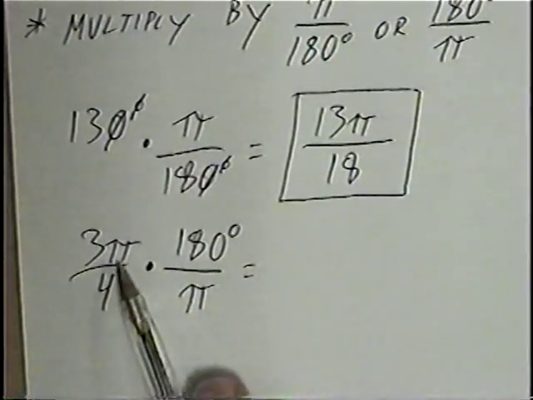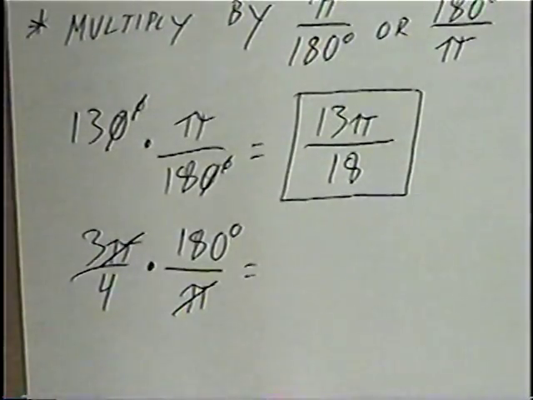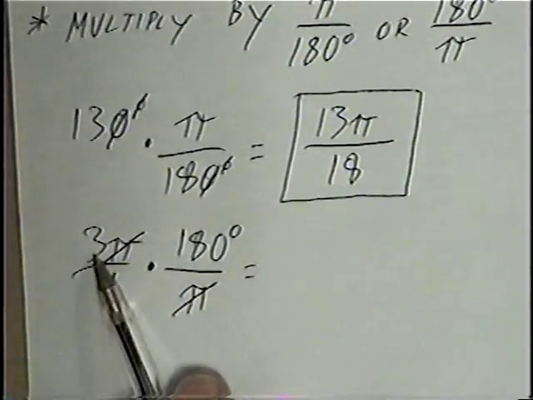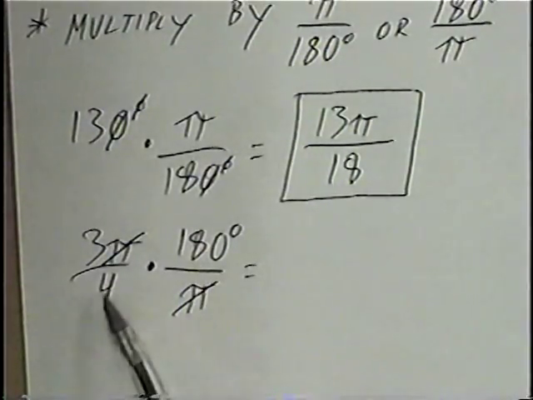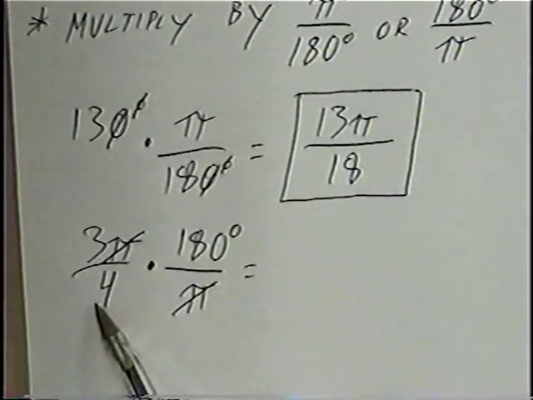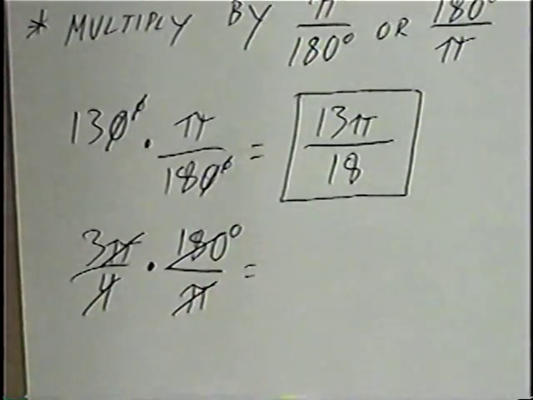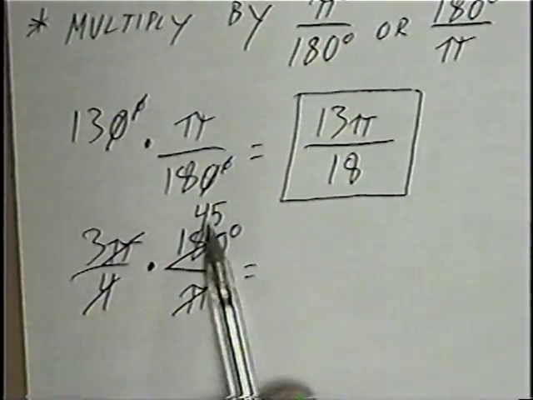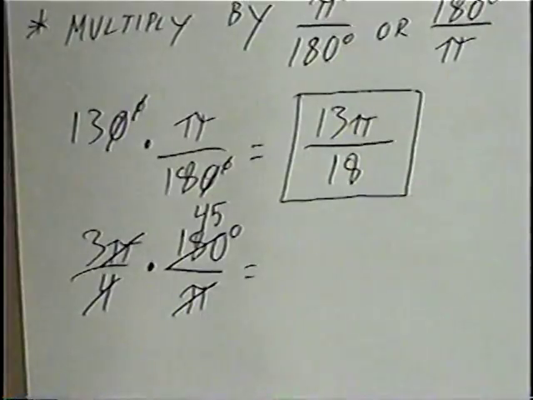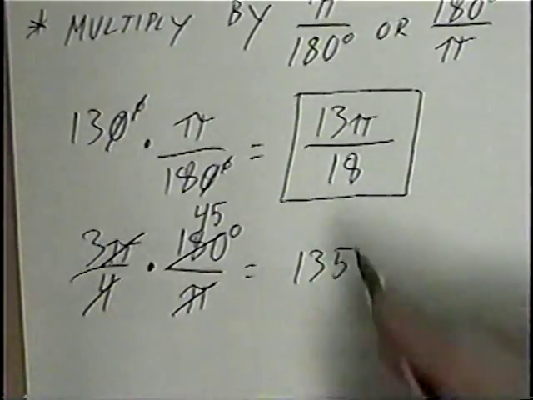Multiplying or reducing, the pi's again will cross cancel, so our final units will be left with degrees. You could multiply 3 times 180 divided by 4, or if you want to cross cancel the 180 and 4, taking 180 dividing by 4 would be 45, and we'll be left with 3 times 45, which will be 135 degrees.